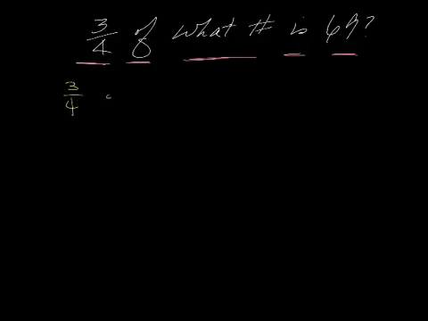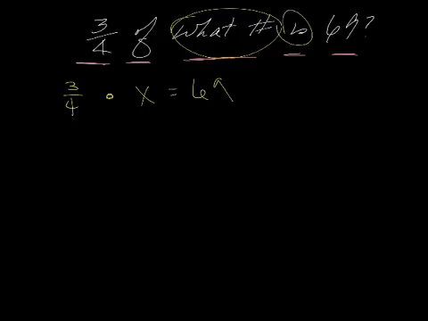Of means times. What number means what are we looking for, so we'll put an X there, meaning we don't know what we're looking for yet. The word is always an equal sign, and we have 69. So I have an equation there. Of is times, is equal, what is your variable or your letter. So we have 3/4 x equals 69.